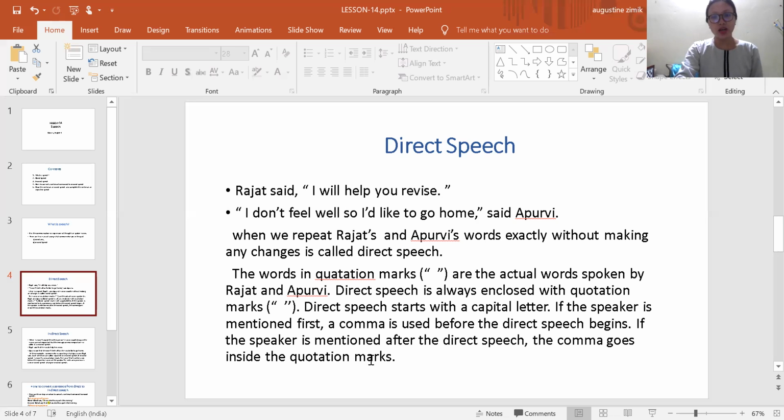If the speaker is mentioned after the direct speech, the comma goes inside the quotation marks. But if the direct speech is written first, or if the speaker is mentioned after the direct speech, what happens? The comma goes inside the quotation marks. Means we write this comma inside the quotation, not after the quotation, but before closing the quotation. It goes inside the quotation. Okay. Here the comma is outside the quotation. But here, when the speaker is written after the direct speech, then we put the comma inside the quotation, right?